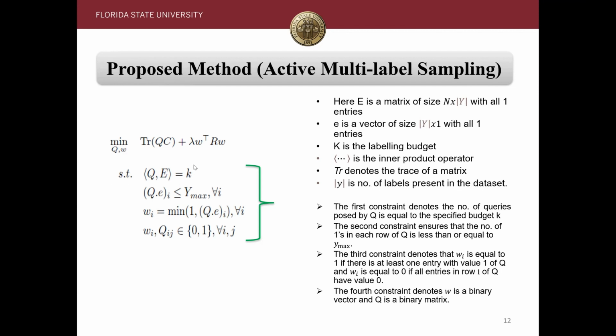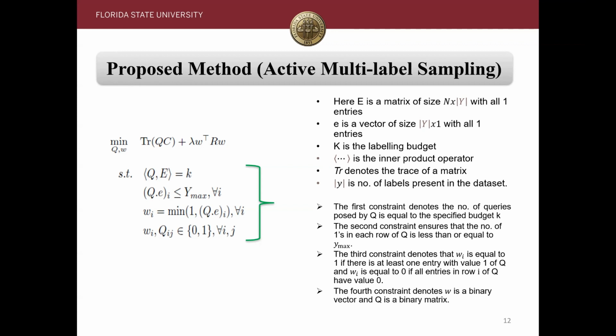So we'll talk about the first constraint, which denotes that the number of queries represented by Q is equal to the specified budget K. The second constraint ensures that the number of ones in each row of Q is less than or equal to Ymax. Ymax is the specified limit for the number of labels that can be queried for a particular image sample.